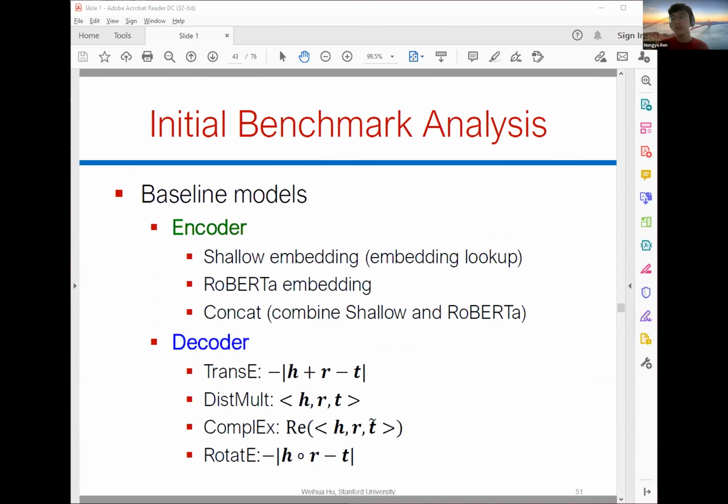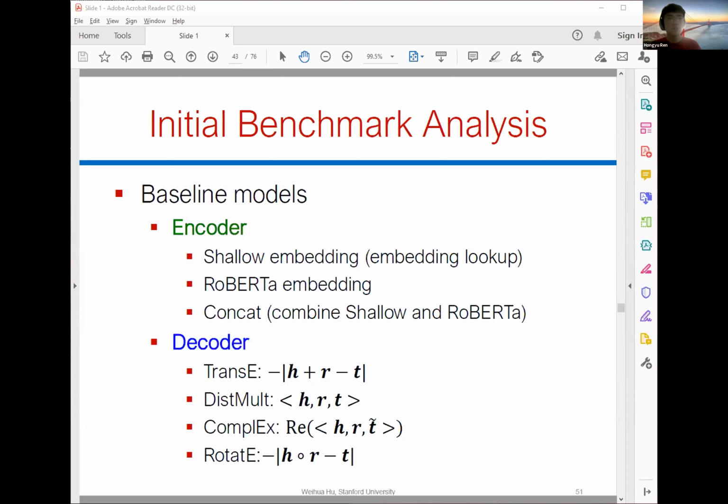For the encoder, we have 3 different design choices. The first is shallow embedding, which means that we train an embedding matrix, and we use embedding lookup to find the embedding of an entity or relation. The second is Roberta embedding, which directly uses the Roberta feature as the embedding for the entity and relation. And the third one is concatenation. Basically, we can combine the two using concatenation.